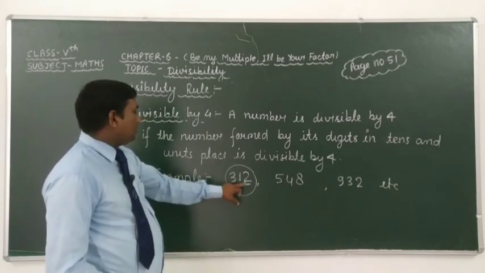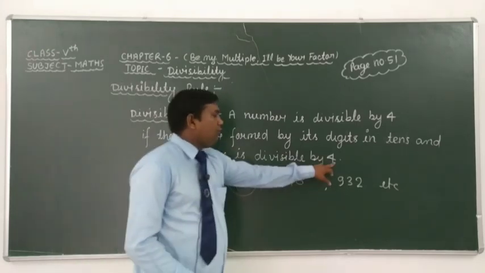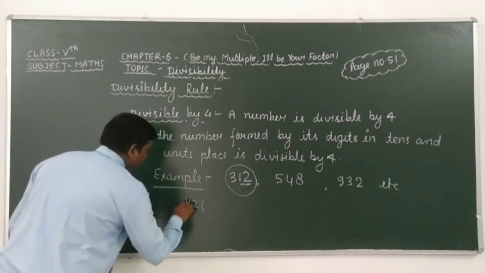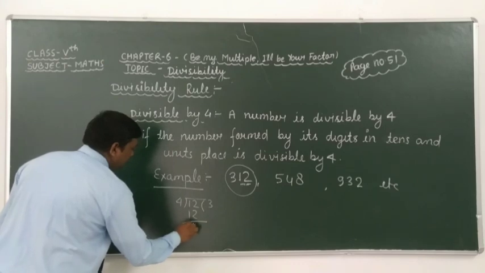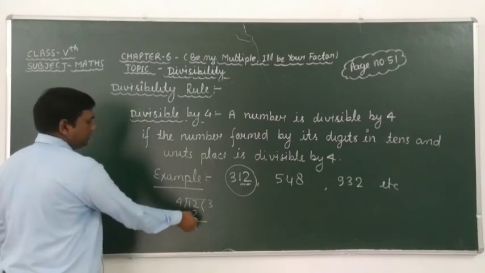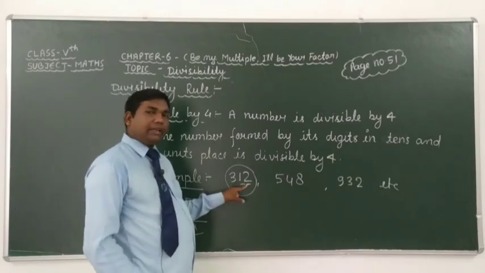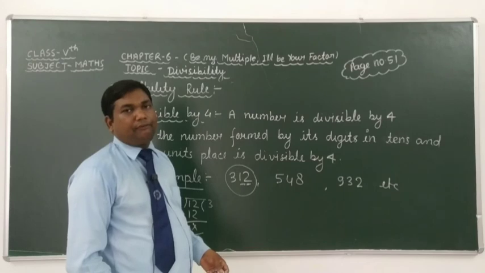Here given 12. We know that 12 is divisible by 4. Here we can take 12 divided by 4, 4 3s are 12. After subtracting these, we get 0. It means that 12 is divisible by 4. Therefore, we can say that 312 is also divisible by 4.